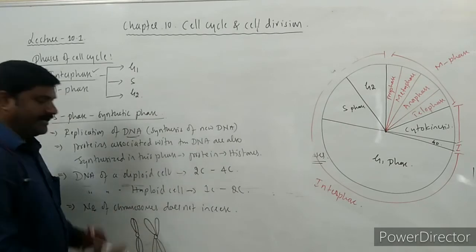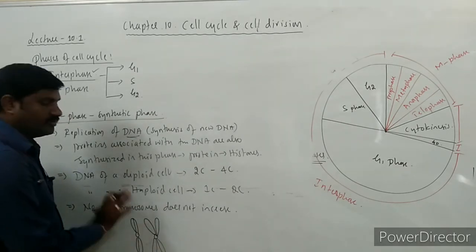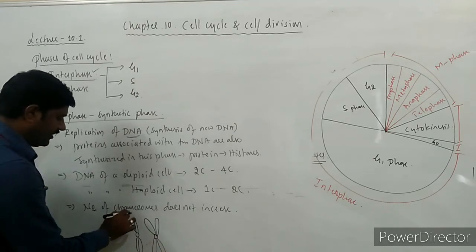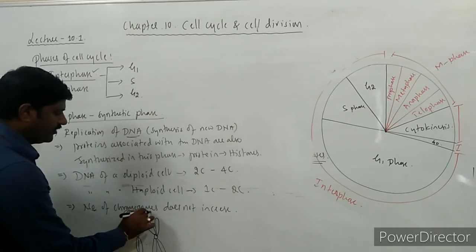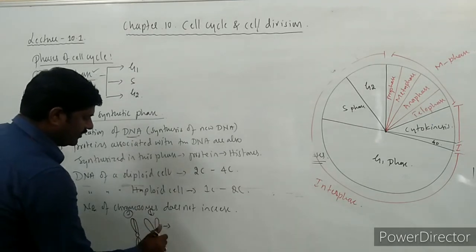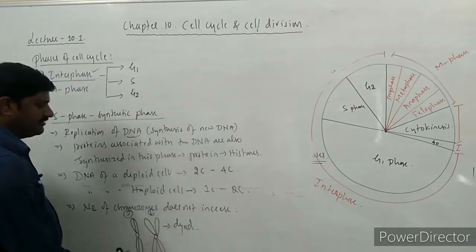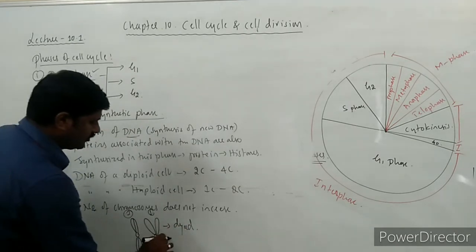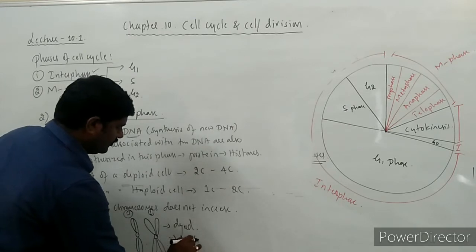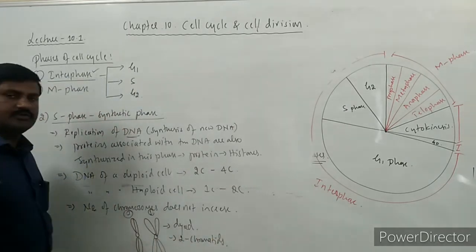So it is duplicated, but the number of chromosomes is the same. Here also only one number, and here also only one number. And this type of chromosome itself is called a dyad. Dyad means the chromosome with two chromatids.